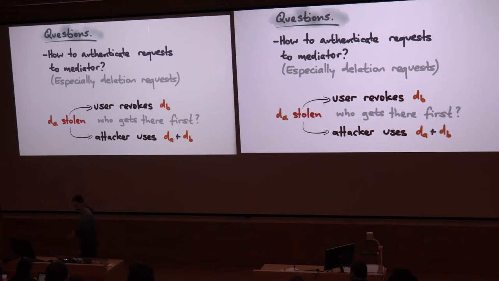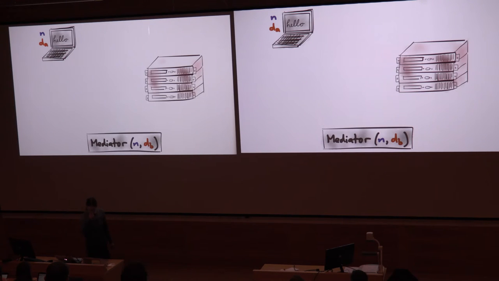And now, well, as we said, we can use a slow hash function to slow them down, but there are other things we can do as well. So let's talk first about the authentication of requests to the mediator.